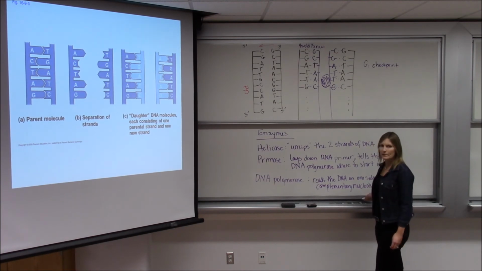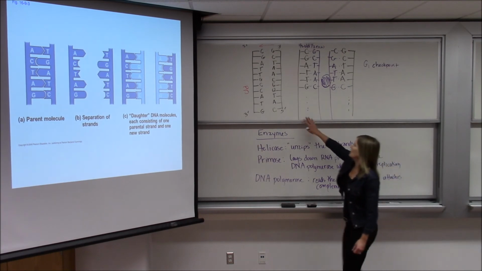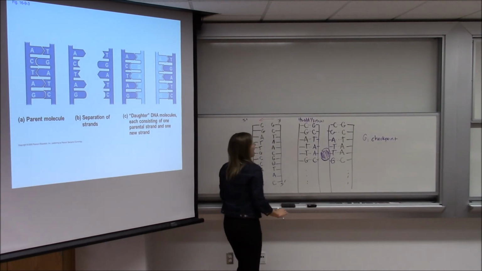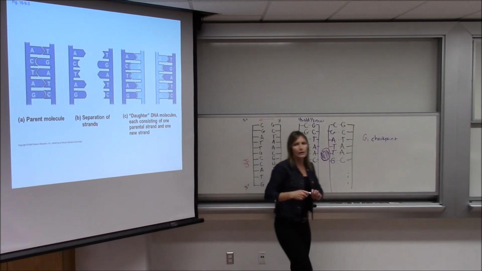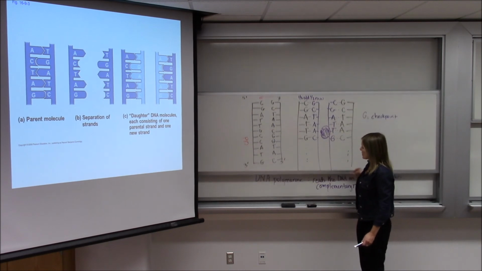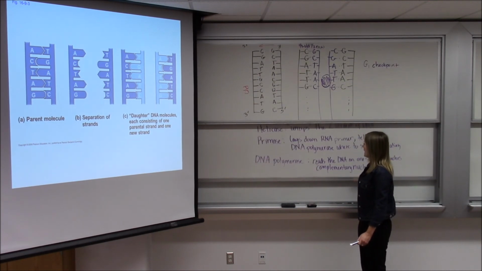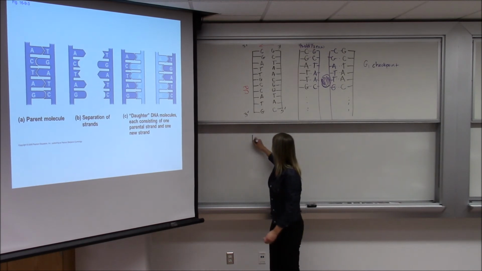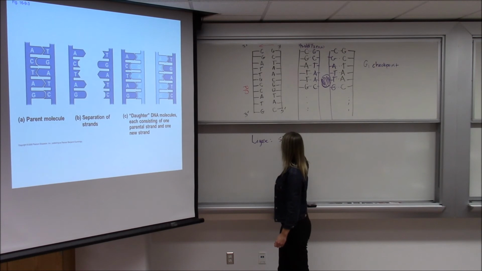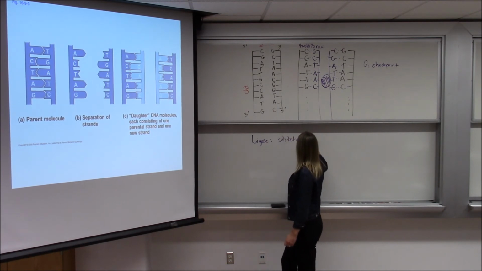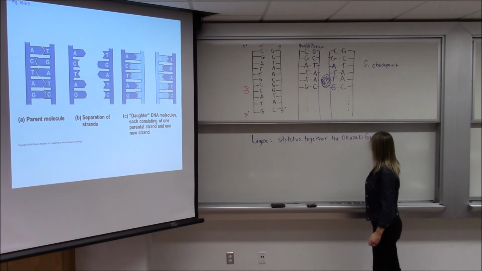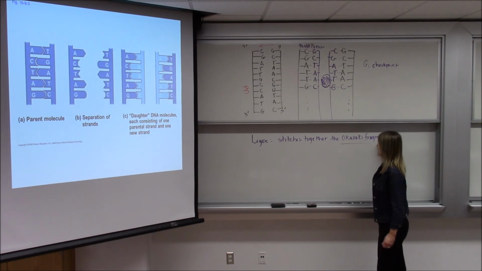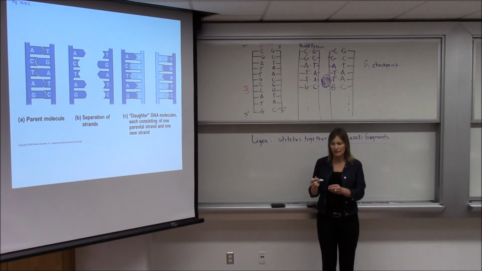There's going to be another important enzyme, because what's going to happen is on one side we're going to be able to copy continuously. On the other side we can't copy continuously. It has to be looped out and copied in fragments called Okazaki fragments. And that's the job of the last enzyme called ligase. Ligase is going to be the enzyme that stitches together the Okazaki fragments. I'm going to define Okazaki fragments when we talk about this discontinuous replication on one strand. We'll talk in a little more detail about that.